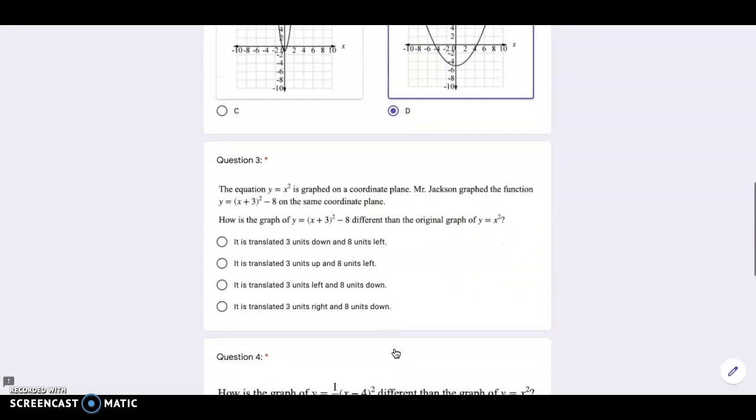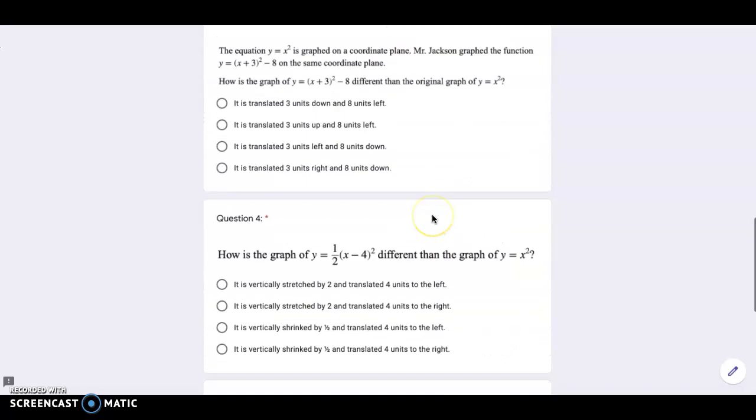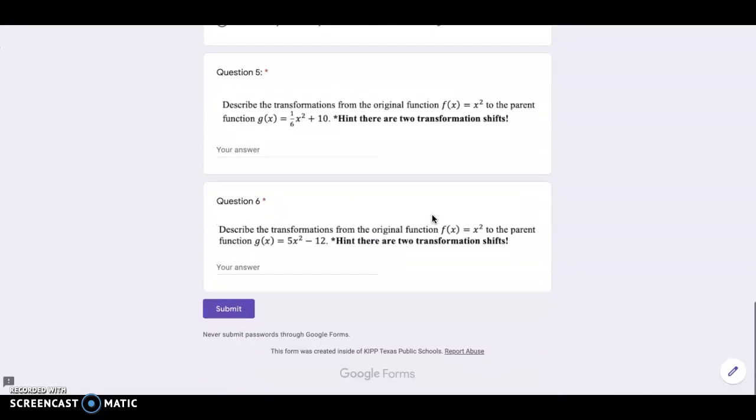Now, you want to do the same thing for question 3, question 4, question 5, and question 6. For question 5 and question 6, you need to describe those two shifts, those two transformations that are happening. So let me model question 5 for you. It says, describe the transformation from the original function f(x) = x^2 to the parent function g(x) = 1/6 x^2 + 10. Okay, let's look at it so you know what to do.